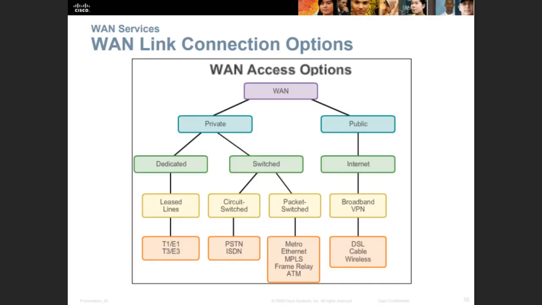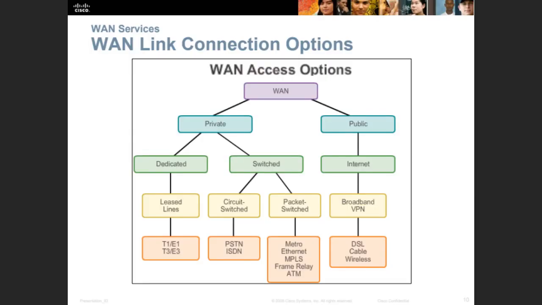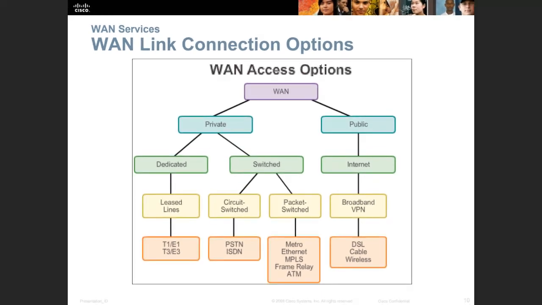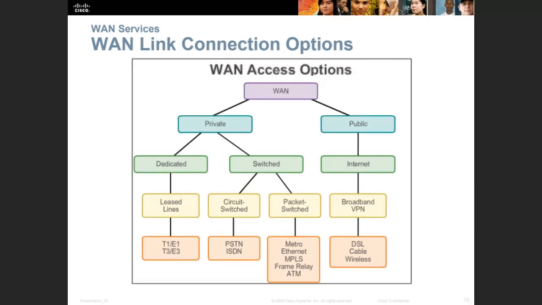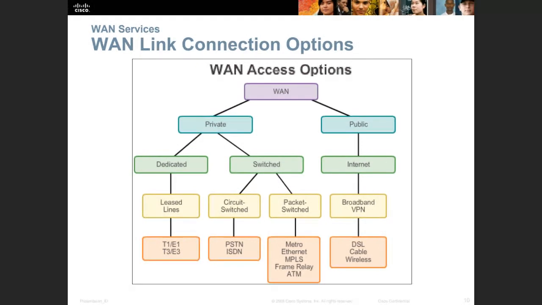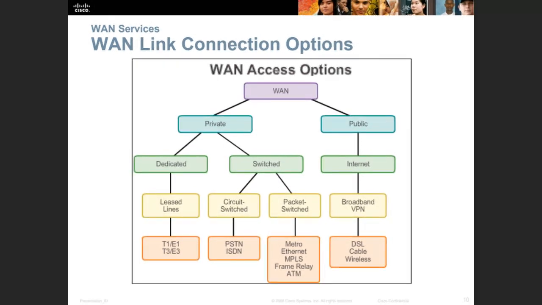And this is the example of leased line: T1, E1, T3, E3. T1 and T3, these are used in the States. E1 in Europe. T1 only US or Japan, I think. E1, E3 is in Europe and the rest of the world. Okay, and here we have the Metro Ethernet. This is an example of a WAN, a private switched packet switched network. Okay, DSL, cable, wireless, they are under public internet broadband network.